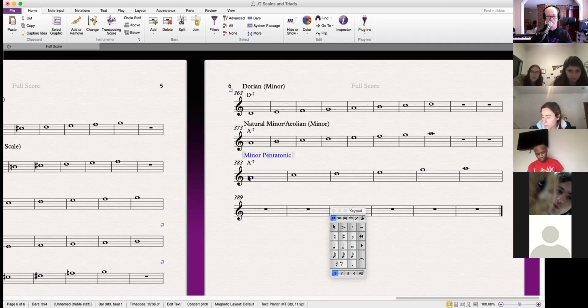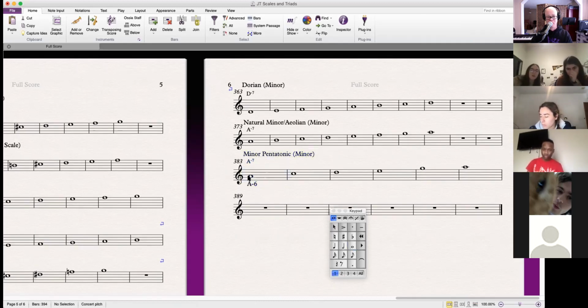We'll also see that called A minor 6. It can be used on an A minor 6 chord as well. And obviously this is a minor family scale. It has a very clear minor triad in it.